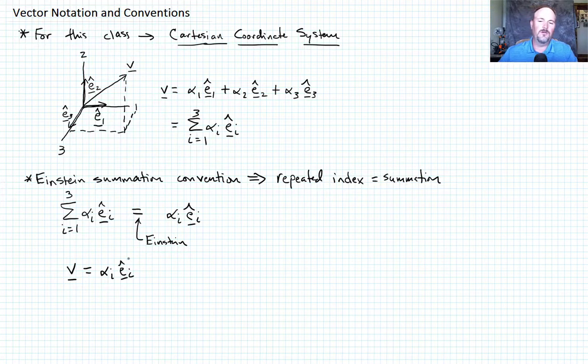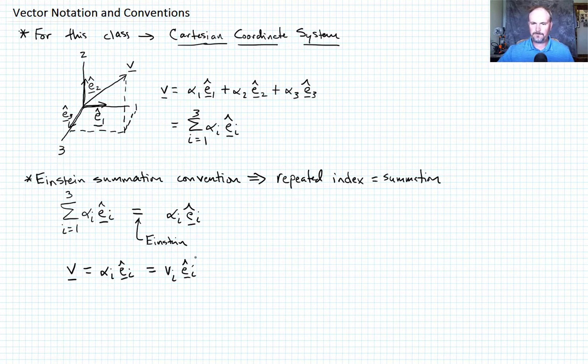And usually we don't define the component in each direction with a separate letter. So I would actually write this as typically VI EI hat. So that VI represents the component of velocity in each of the three directions.